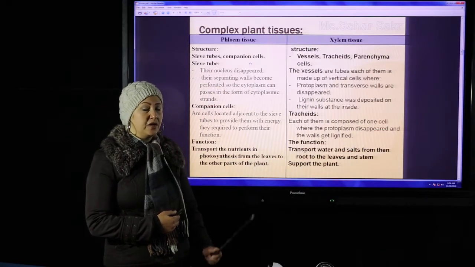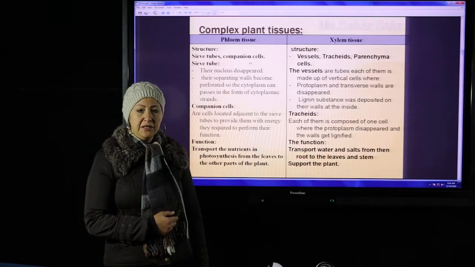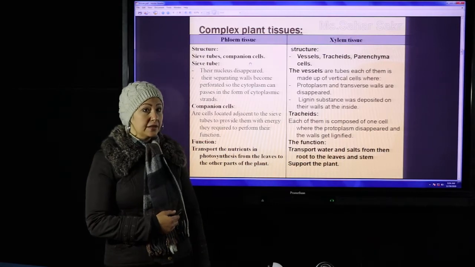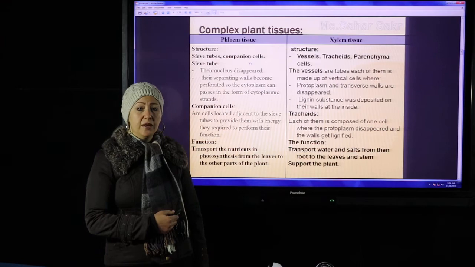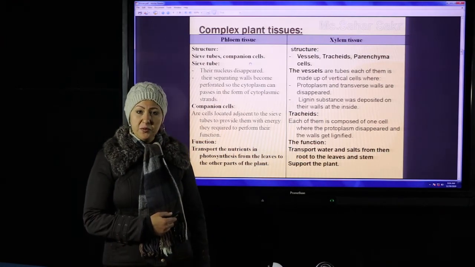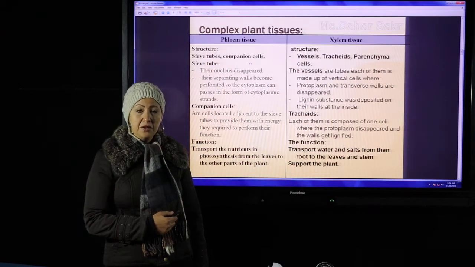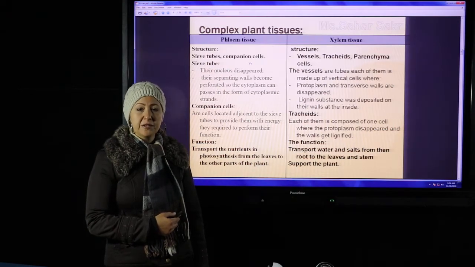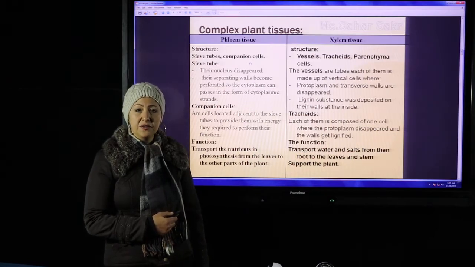Also, we can say that xylem and phloem are vascular tissues. Vascular means this type of tissue consists of tubes inside the plant. Because of the shape of the xylem, as we are going to see when we talk about the structure, you will find that the xylem consists of tubes, and the phloem also consists of tubes for transportation. So we call these types of tissues vascular tissues because they consist of tubes.